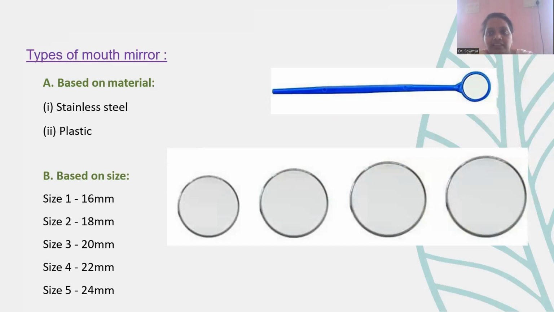Now coming to types of mouth mirrors. Based on the material, they are classified as stainless steel or plastic. Based on the sizes, they are again divided into 5. Size 1, which is 16 mm, 2, that is 18 mm, 3, 20 mm, 4, 22 mm, and 5, 24 mm.